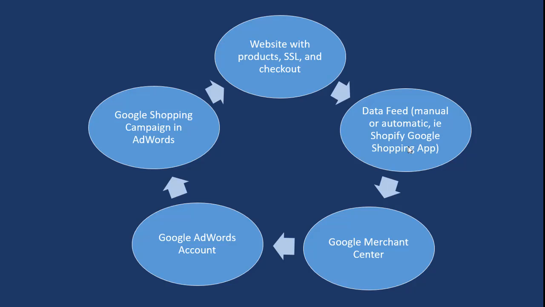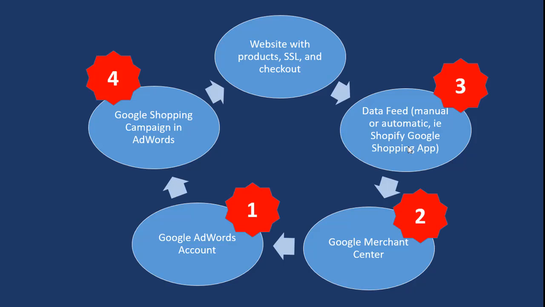Once you create those campaigns, that allows you to have a Google Shopping ad on Google. So that's the high-level ecosystem. Now, to confuse you even more, I'm going to go over this in a slightly different order, because the order that you see here will make more logical sense in the setup process.